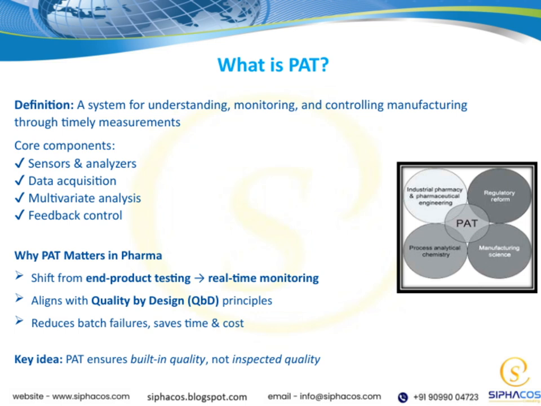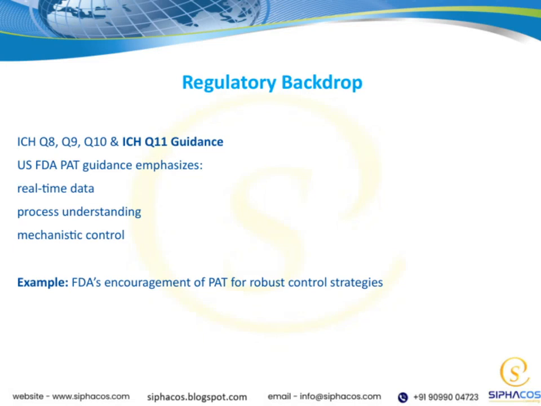Implementing PAT can significantly reduce batch failures, saving both time and costs. It allows for more consistent quality and improves overall efficiency. The key idea here is that PAT is about ensuring built-in quality. Rather than relying solely on inspection after production, it helps us embed quality into the process itself, making it more reliable and efficient. Let's take a look at the regulatory backdrop that shapes our approach.